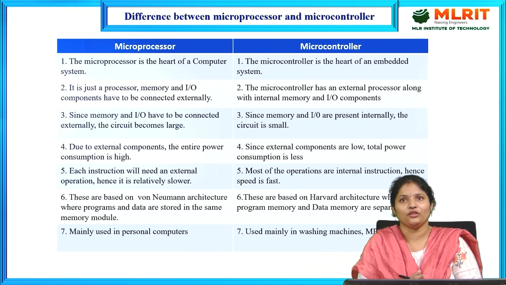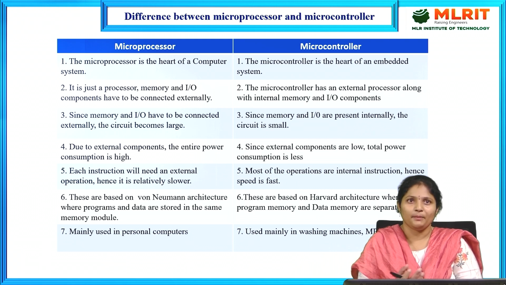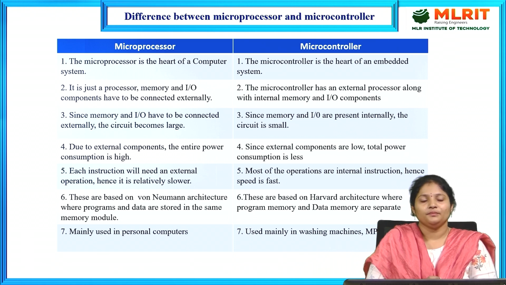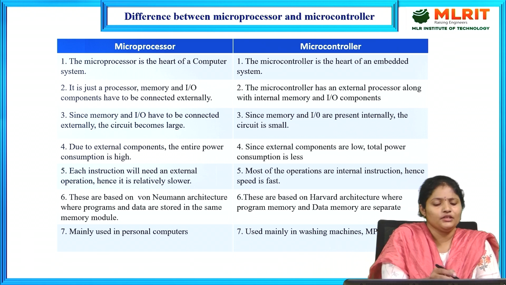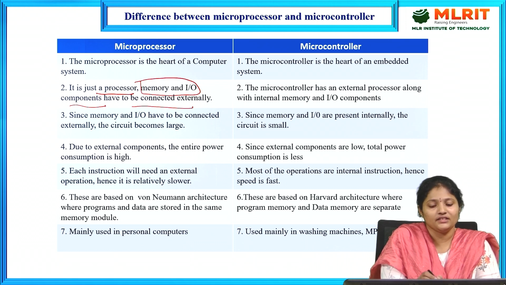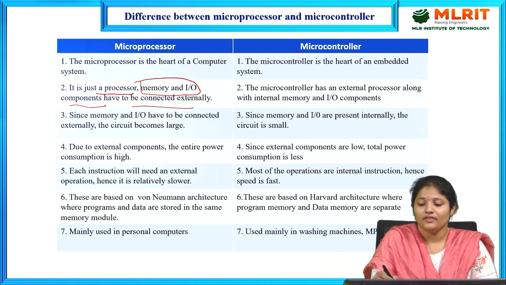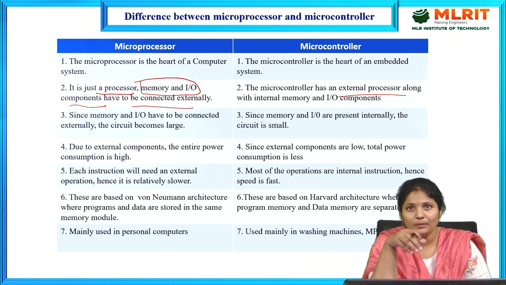So you can say that a microcontroller is the heart of an embedded system. An embedded system is nothing but hardware and software together. In a microprocessor, there is only the processor, and the external memory and input-output device components have to be connected externally. We have already seen that with the 8086 microprocessor, we externally interfaced the memory and input-output devices. Here in the case of microcontrollers, the processor along with the internal memory and input-output components are all there in the single microcontroller chip itself.